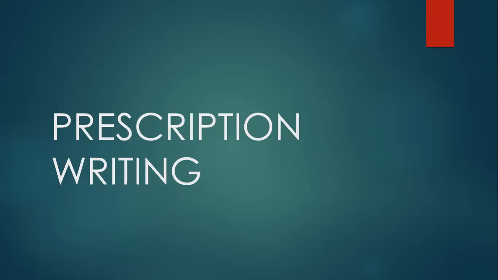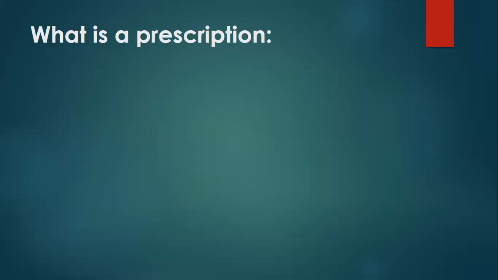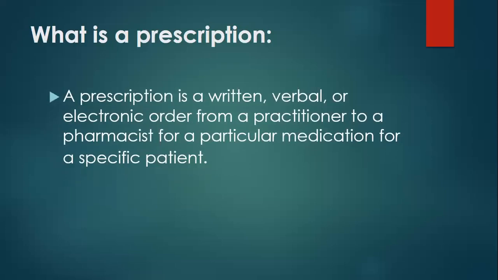Good. So we need to start off with the prescription. First of all, the identification, and we'll see what are the components in prescription writing that you're required to do. A prescription is a written, verbal, and electronic order from a practitioner to a pharmacist for a particular medication for a specific patient. So it is very individualized. You should know that it's actually an order from a practitioner, so it's a huge responsibility.